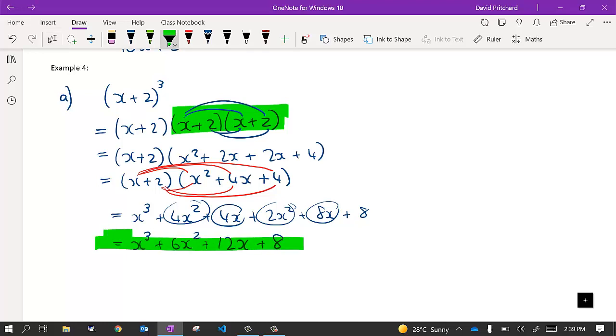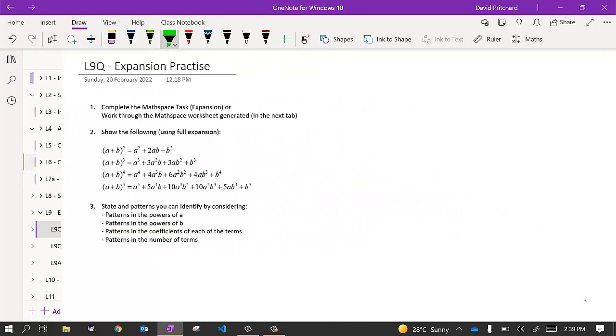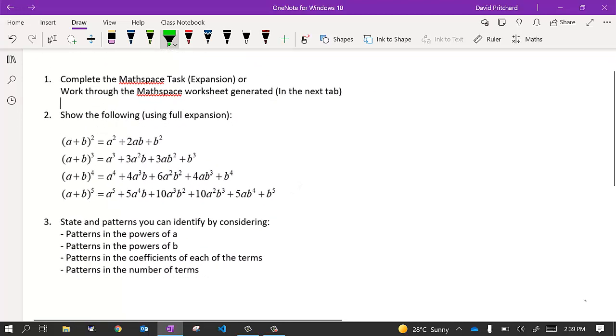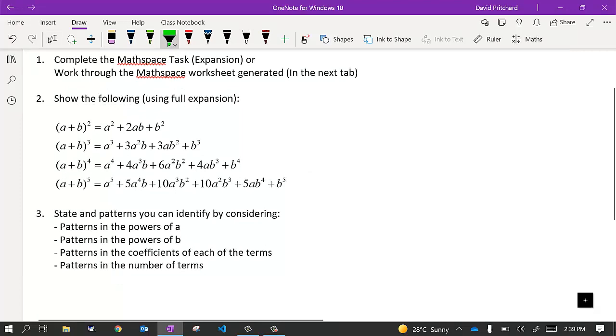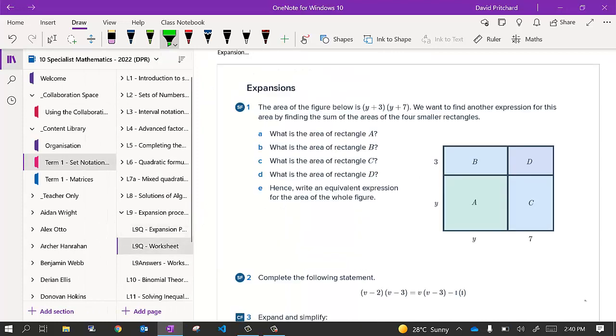Okay, so really that's our lesson today. That skill should be one that you know and that you've practiced a bit, and hopefully it's a really easy lesson for you today, and it's just fluency practice. What I want to point out, though, is that I've got 3 tasks. So the first one is Mathspace expansion. If you don't want to work on Mathspace, in the next tab, I've got a worksheet from Mathspace that you can work through.